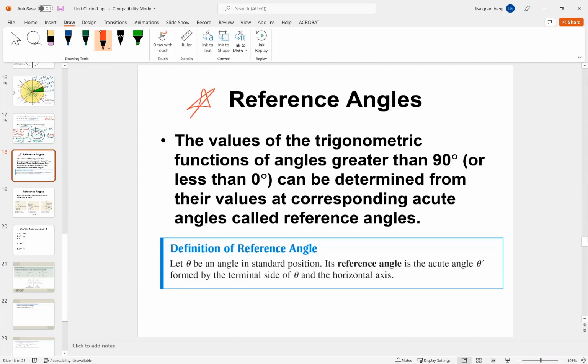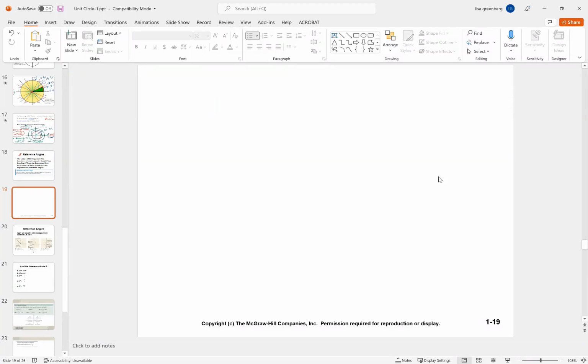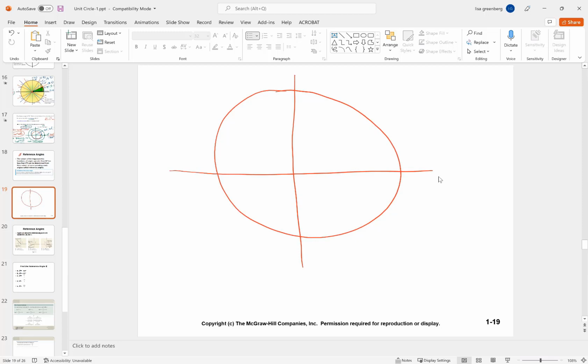So the values of the trigonometric functions of angles greater than 90 degrees or less than 0 can be determined from their values at corresponding acute angles called reference angles. Okay, so let's say, for example, and we've already done this, but we're going to do it again. So let's say I have this angle. We'll call it 30 degrees.